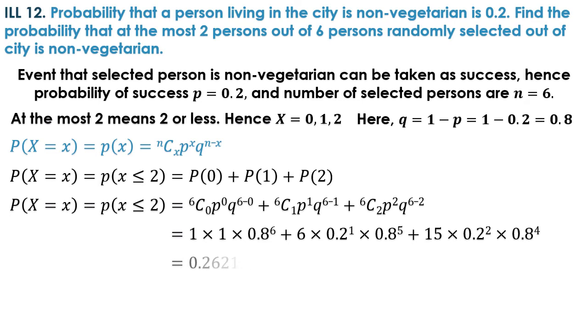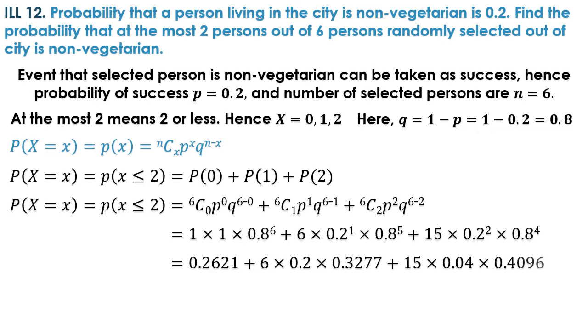So next, 0.8 raised to 6 is 0.2621. 6 into 0.2 into 0.8 raised to 5 is 0.3277. 15 into 0.2 raised to 2 is 0.04, and 0.8 raised to 4 is 0.4096. So first we will multiply these values. So we will get 0.2621, 0.39324 and 0.24576, and when we add them up, we get 0.9011.